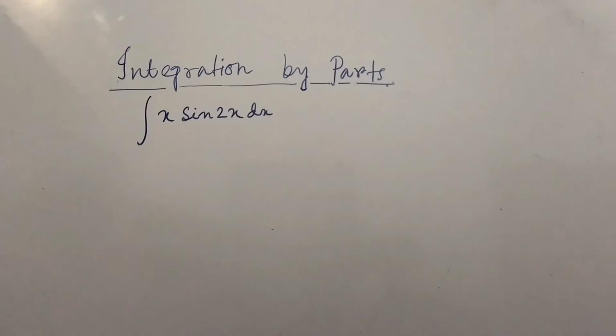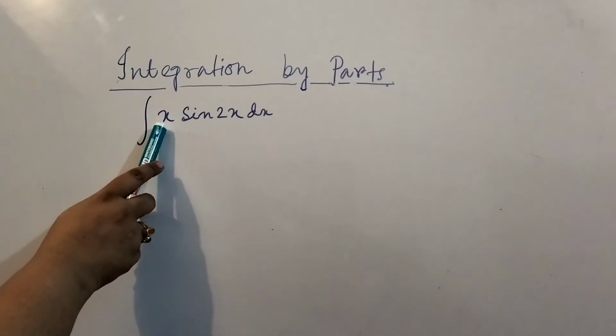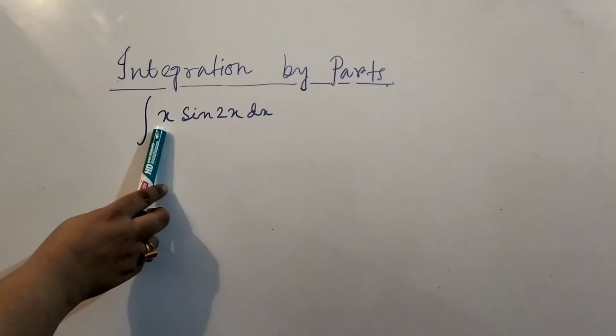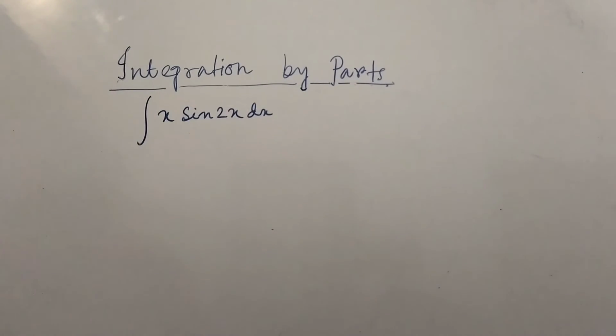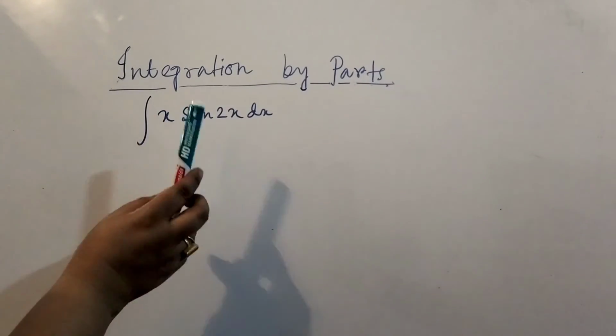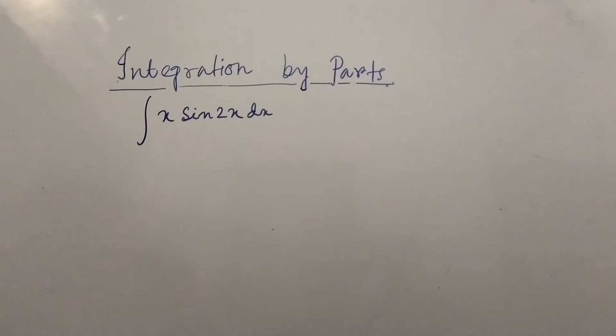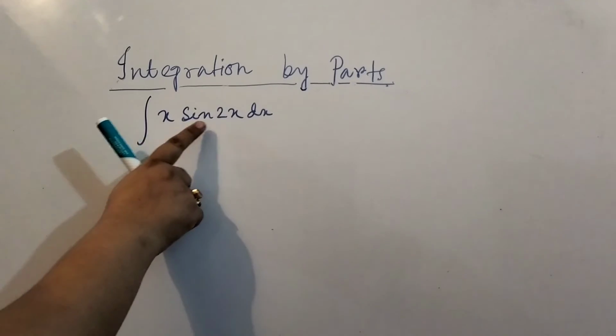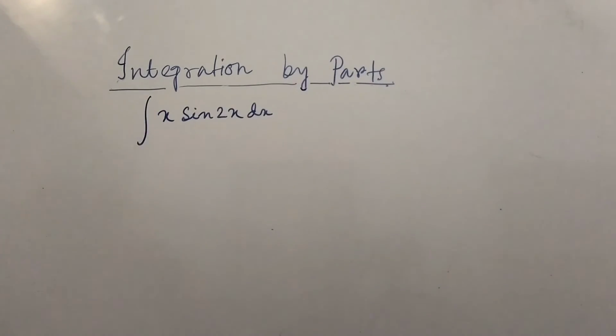Now let's see another example for making the concept more clear. Here we have to evaluate x sine 2x dx. This is the algebraic function. This is a trigonometric function. Now just remember the list. The algebraic function comes before the trigonometric function in that list, right? So obviously this algebraic function will be taken as the first function and sine 2x, the trigonometric function, will be taken as the second function.